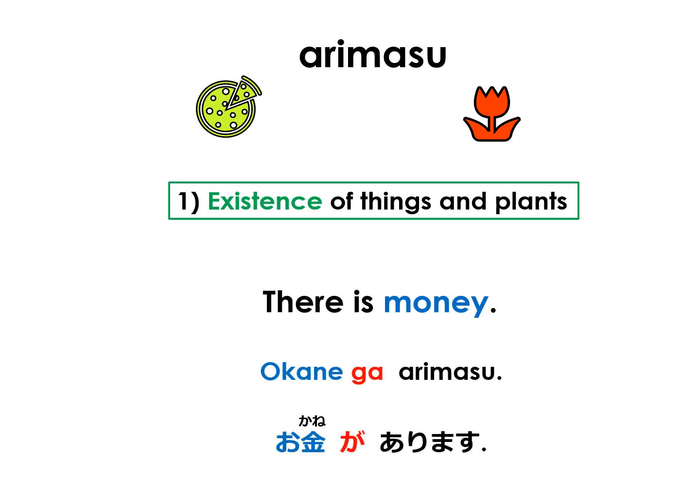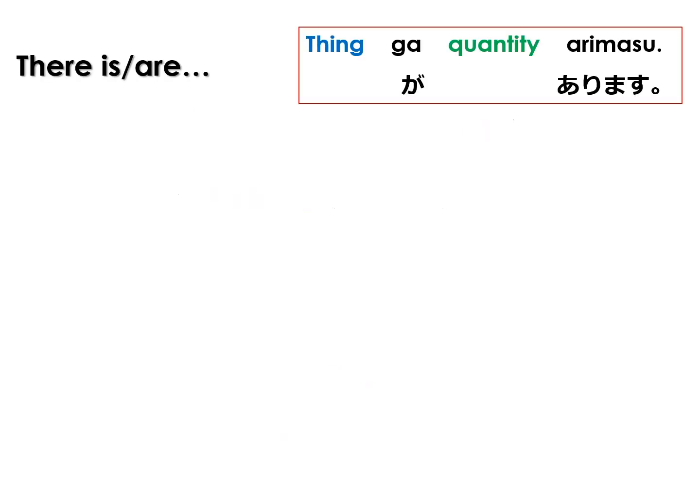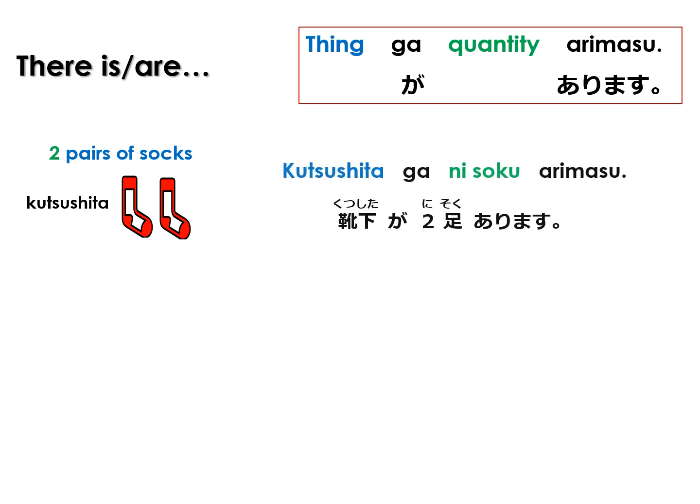As before, we can also add quantities by putting the quantity with its proper counter just before the verb arimasu. To say there are 2 pairs of socks, in Japanese, that is, kutsushita ga nisoku arimasu.